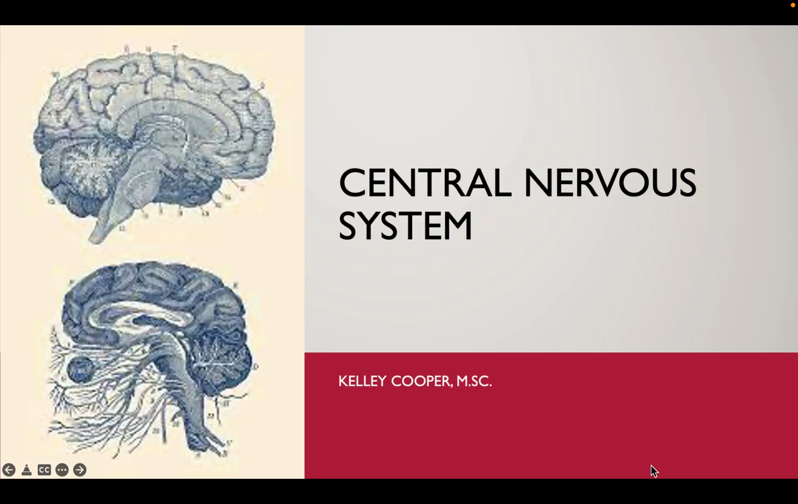Okay, in this lecture we're going to be discussing the central nervous system. The central nervous system is a branch, a division, of our nervous system in general. We'll see that we have a central nervous system and a peripheral nervous system.